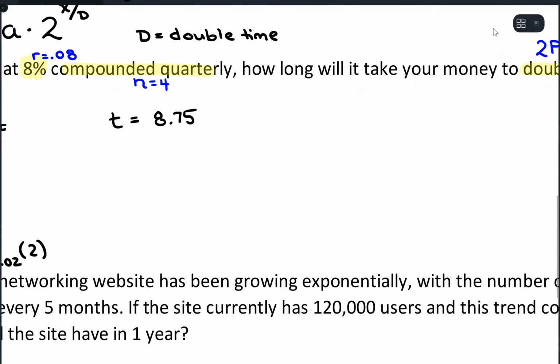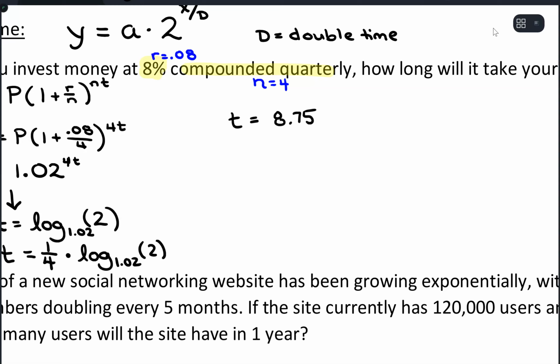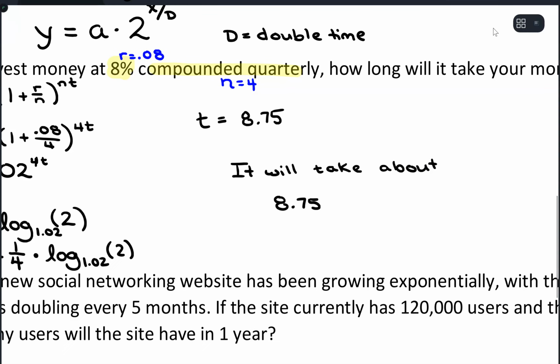And let's see, how long will it take your money to double? We can go ahead and round that to a whole number, or let's keep the decimal. We'll still throw in the word about because it is rounded. So it will take about 8.75 years for the money to double. How I know that is because when we said compounded quarterly, n equals 4 is the idea of how many times in a single year, so that kind of set our units of time.